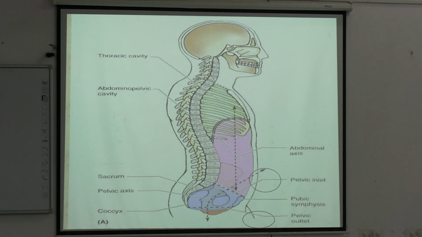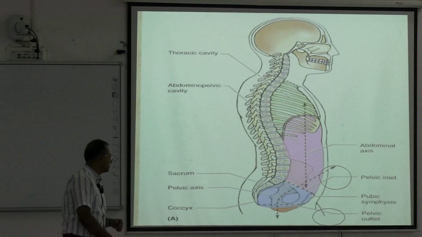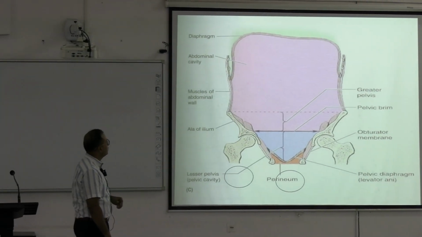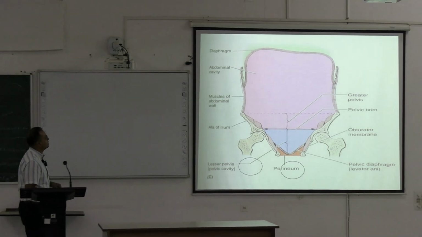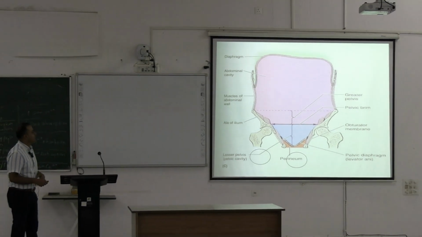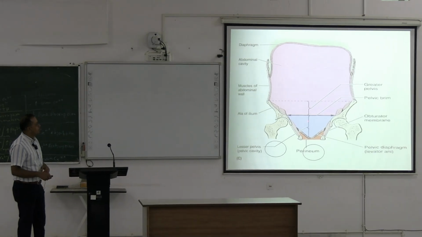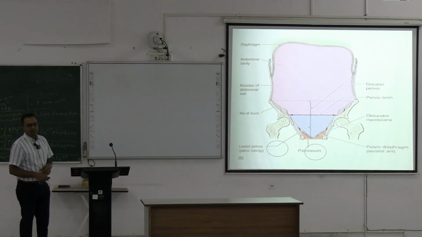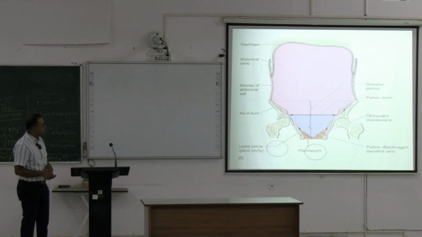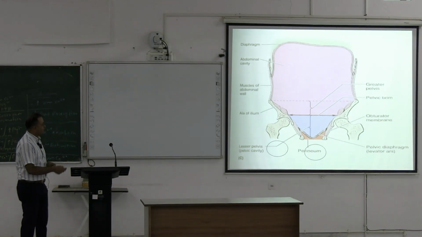If we draw a cross-section picture, we find this same space: abdominal cavity, pelvic cavity, and perineum, which is lying below, limited by this partition we call the pelvic diaphragm, which we are going to talk about here.